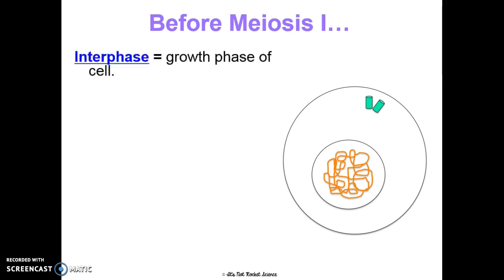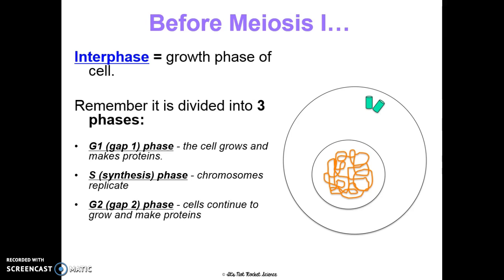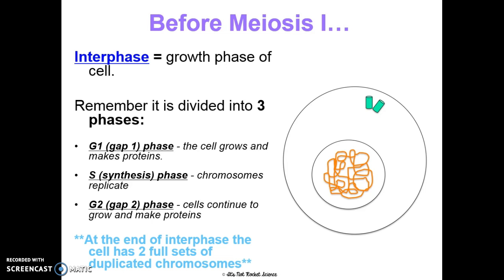So like mitosis, we have interphase. The cells have to grow and make proteins. Remember, it's separated into three different parts, right? Our G1, where it's growing and making proteins. S is the chromosome replication, and G2, kind of a continuation of G1. This is very similar to mitosis. There are no differences. So at the end of interphase, you have two full sets of duplicated chromosomes. So it is diploid at this stage.